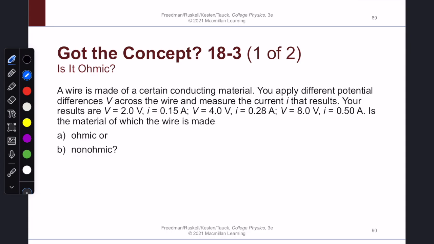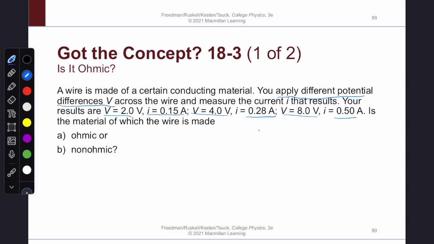So let's take a look at this, got the concept. It looks like, okay, so we have a material, an unknown material. We apply different potential differences across the wire, and then we measure the resulting current. Here are the results. So we applied 2 volts, we applied 4 volts, and then we applied 8 volts. So we doubled the volts each time. The current read 0.15 for the first, 0.28 for the second, and 0.5 for the third. So can we tell if it's ohmic or not?